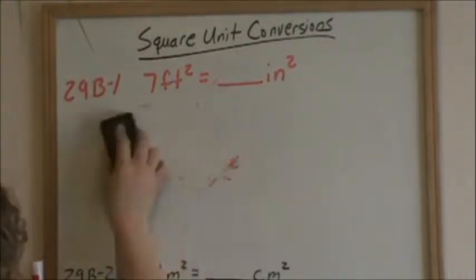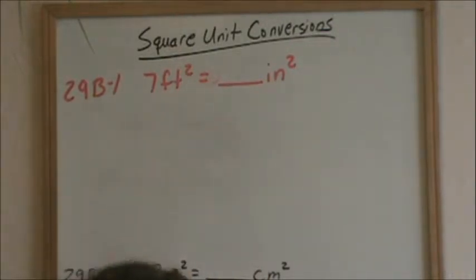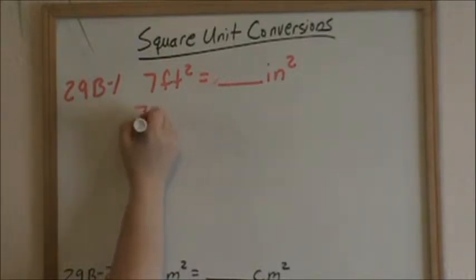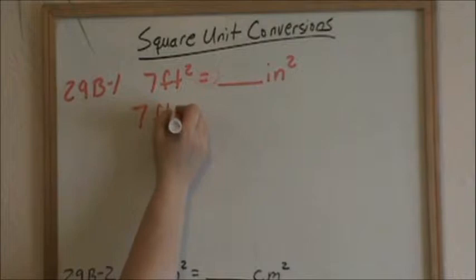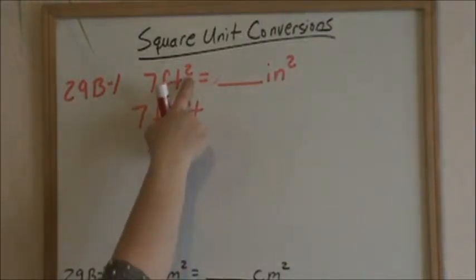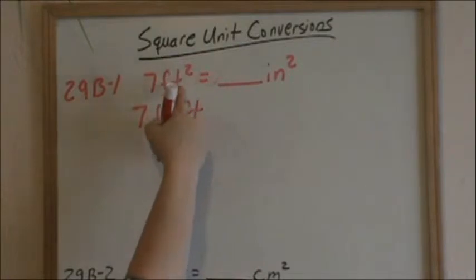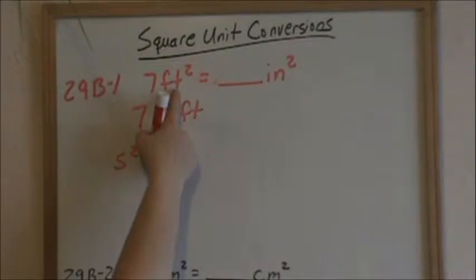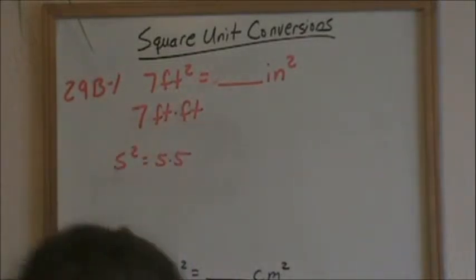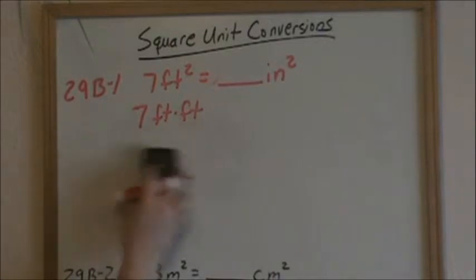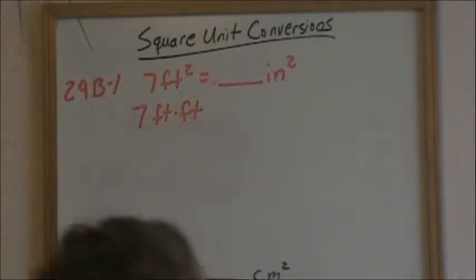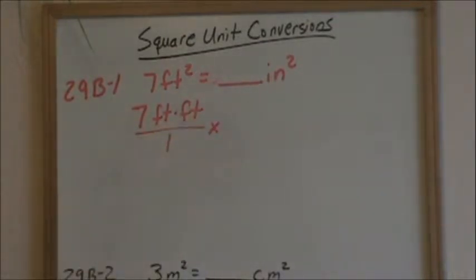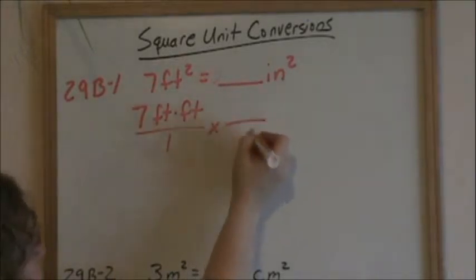So how do we convert 7 square feet into square inches? Well, one of the first things I would say to do is write out square feet as feet times feet. When you square something, it just means itself times itself. 5 squared means 5 times 5. So square feet means feet times feet. So I would rewrite it like that. So we have 7 feet times feet. Remember, we turn that into a fraction. Now we're multiplying it by a conversion factor. Our conversion factors are always fractions.